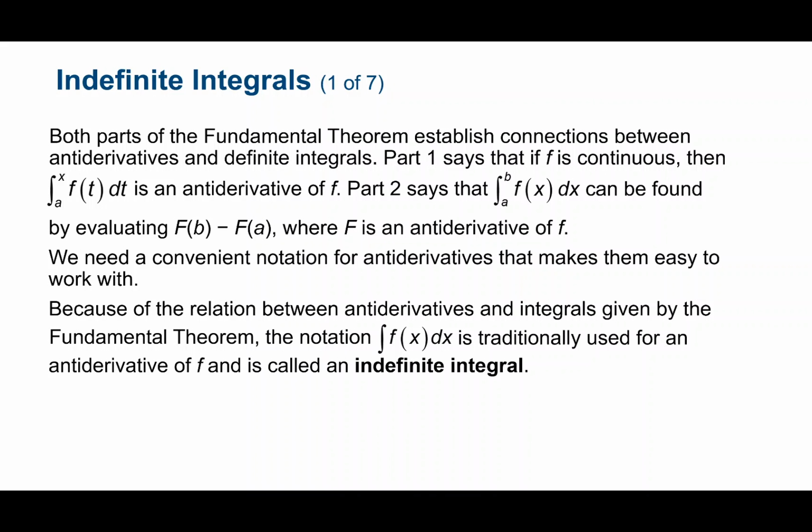Then we've got the second piece there that says if we've got the integral from a to b of f of x dx, we can find that by evaluating the antiderivative at b, minus what we get when we evaluate the antiderivative at a. So we just evaluate the antiderivative at the 2 endpoints, and we get the whole thing. We get the area underneath the curve, is one way we interpreted that.